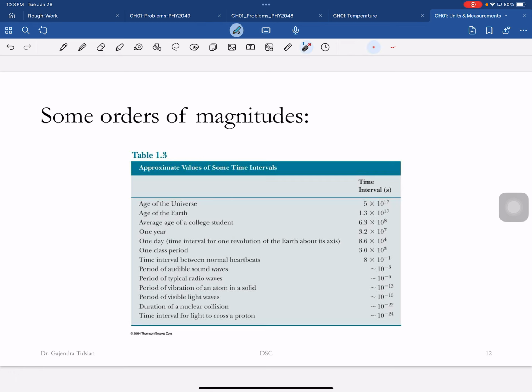So here are some times we measured. The age of the universe is about 13.8 billion years. The age of the Earth, how old is the Earth? 4.5 billion years. Look at that. Duration of a nuclear collision, 10 to the minus 22 seconds, and so on.